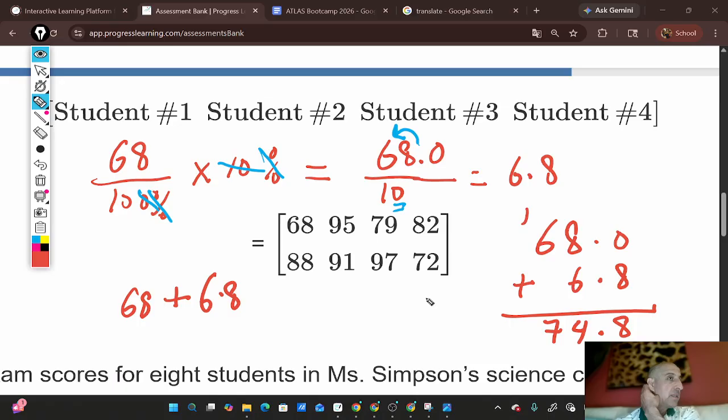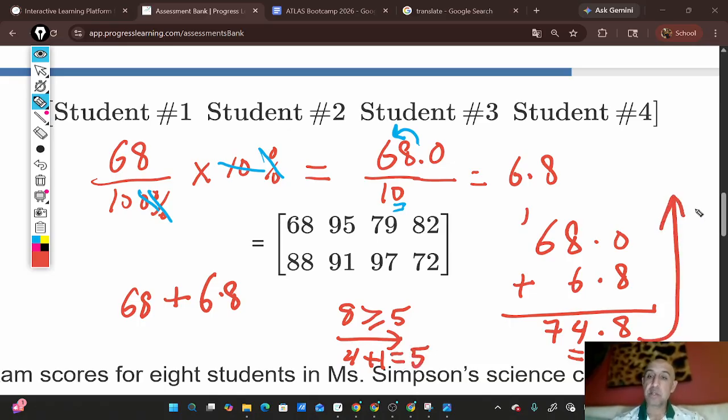Remember that we said we need to find the grade to the whole number. So here is the place value 1. After that we have 8. The 8 by itself is more than or equal to 5, so we need to add 1 to the 4. So 4 plus 1 equals 5. So the last answer will be like this, 75.